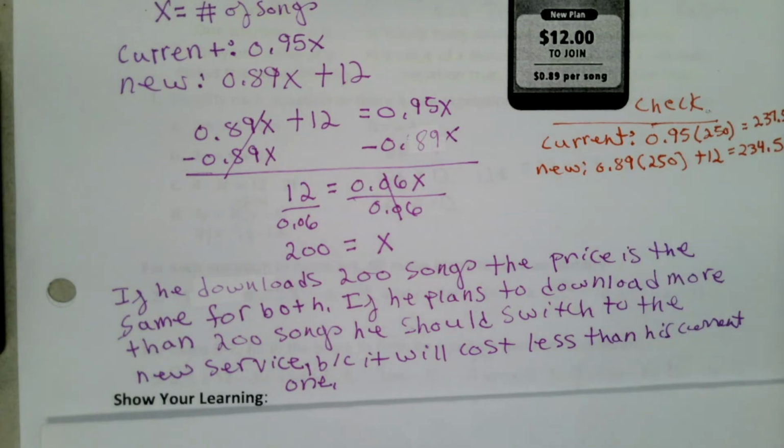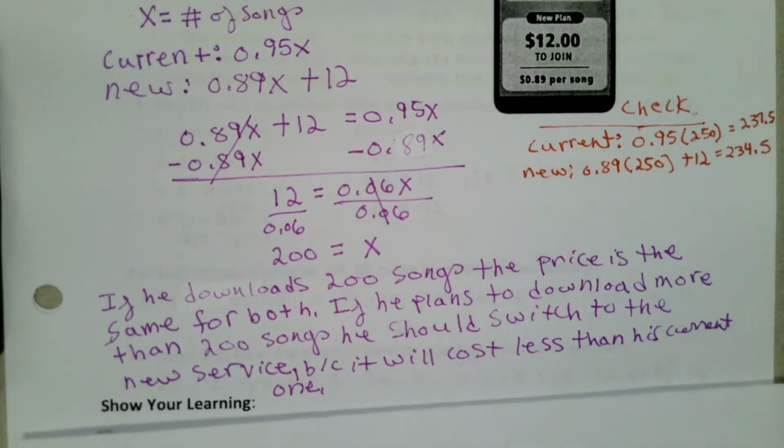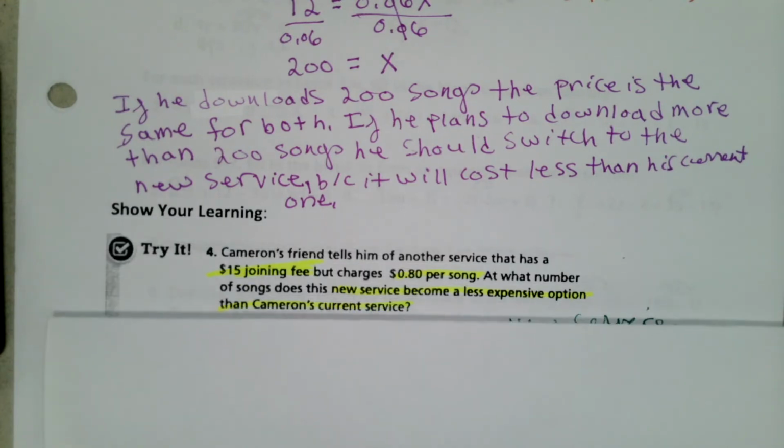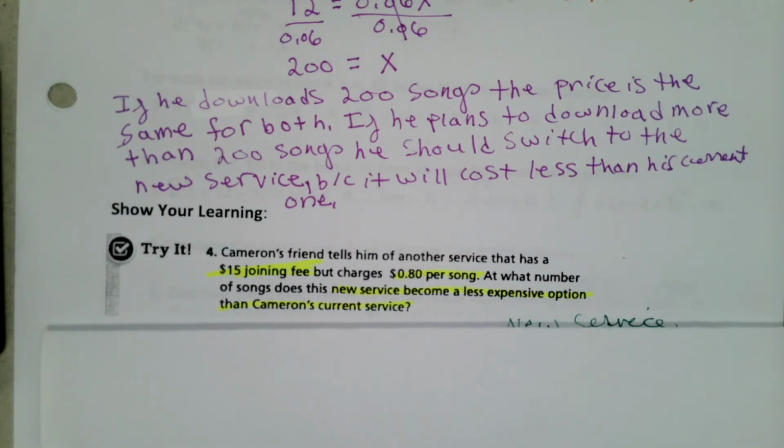Take a look at the show your learning. Cameron's friend tells him about another service. This time, it's a $15 joining fee. Second, it's 80 cents per song this time. We want to look at the current one, which was his 95 cents per song, and see when does it become a better option to switch.